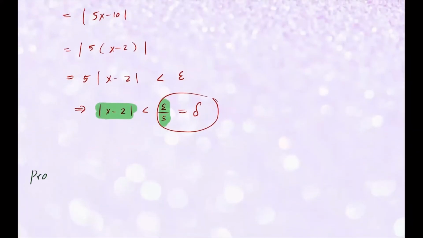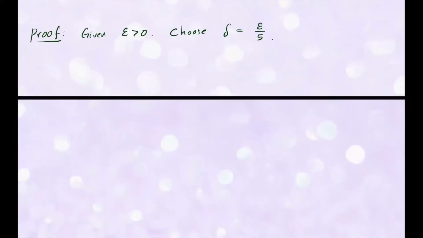When you're writing the proof, you always want to start off with: given epsilon greater than 0, we want to choose a delta that depends on epsilon. In this case, from our sketch work above, we know that the delta we're choosing is epsilon over 5. And now we construct the proof. We're assuming that the absolute value of x minus 2 is less than delta. Well, now delta is epsilon over 5.